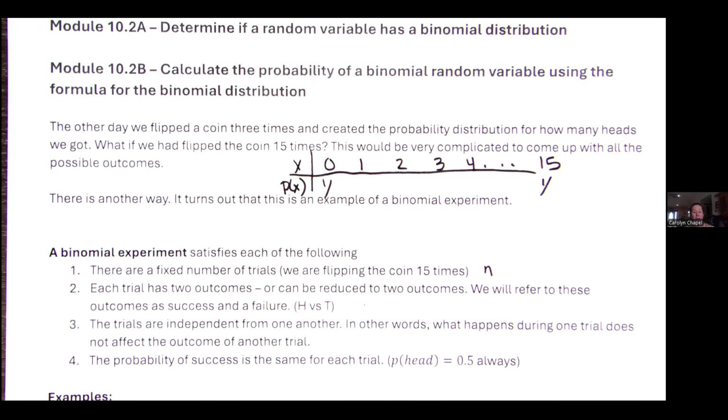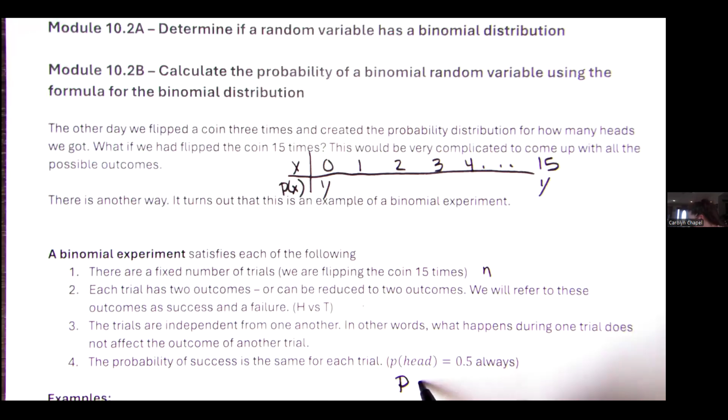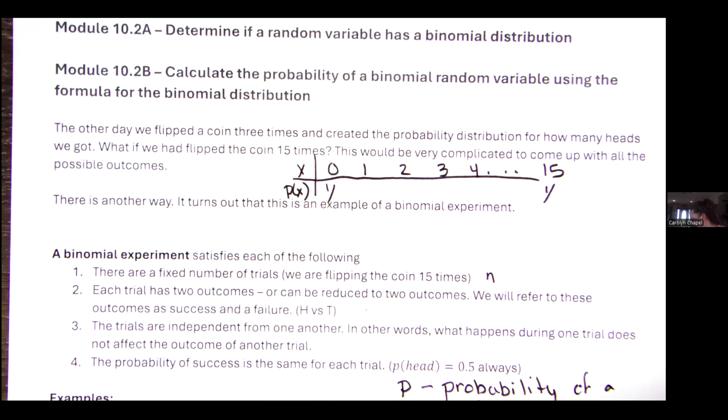The probability of a success is the same from one trial to the next to the next. In our flipping of a coin, the probability we get a head is always 0.5 or a half. We will let P represent the probability of a success.